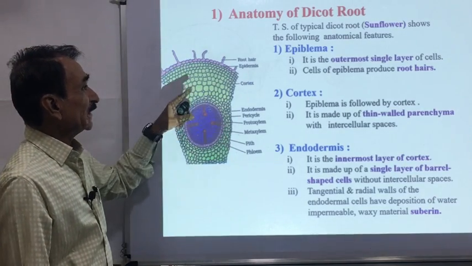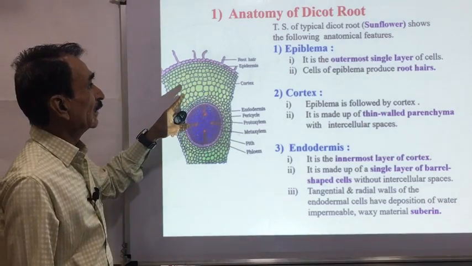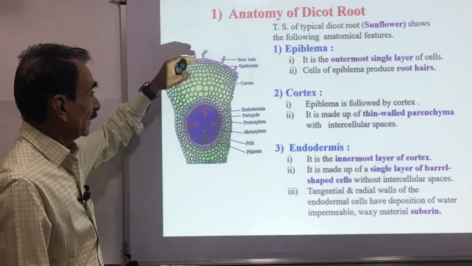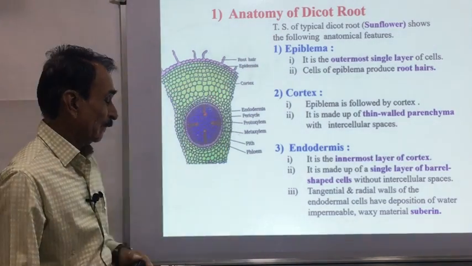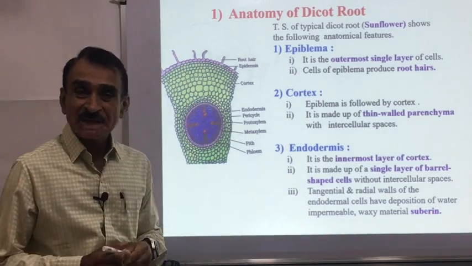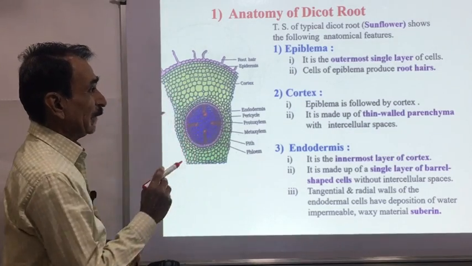This is the transverse section of a typical dicot root, that is, sunflower root. It shows the following anatomical features. Let us see which are the anatomical features. The first one is epiblema. In the stem we call it epidermis, but in case of root, this is called epiblema.